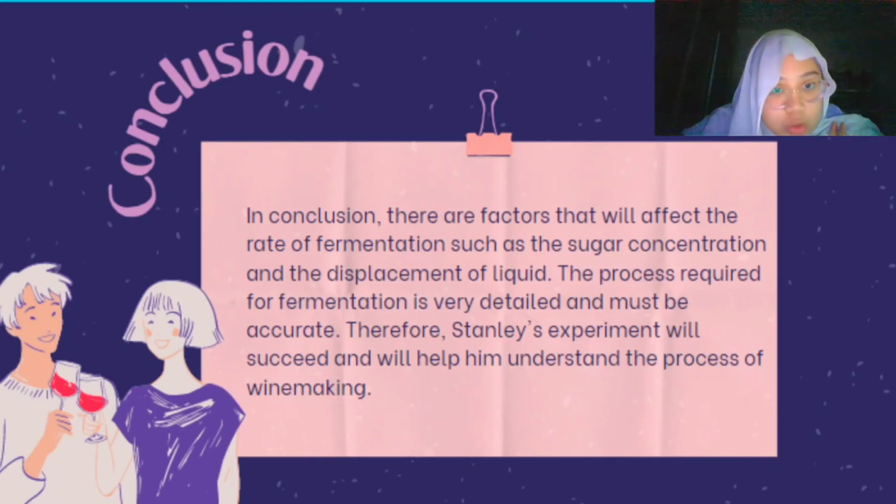In my conclusion, there are factors that will affect the rate of fermentation, such as sugar concentration and the displacement of liquid. The process required for fermentation is very detailed and must be accurate. Therefore, Stanley's experiment will succeed and will help you understand better the process of winemaking.